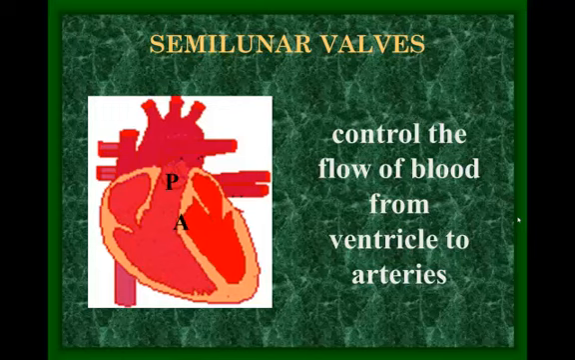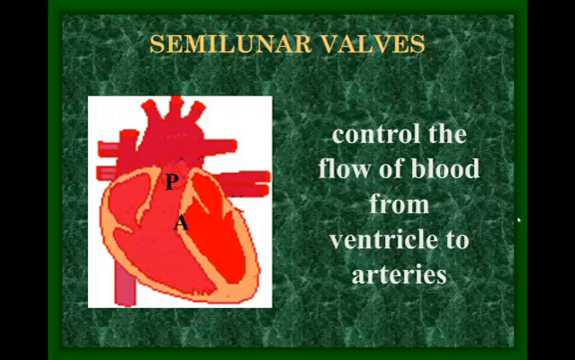Has to do with their shape and the heart and the moon. Lunar means moon. It has to do with the moon. And I forget the exact correlation there. But they're controlling the blood leaving the heart. So they're controlling the blood from a ventricle where it's pumping into an artery. Because remember, arteries carry the blood away from the heart.